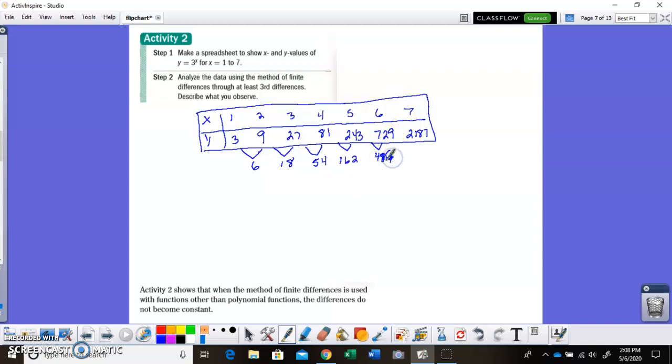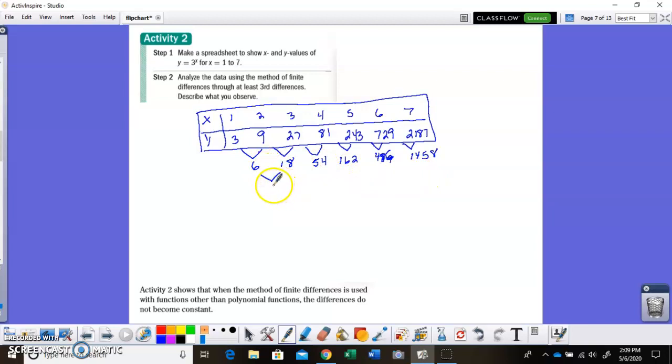And 2,187 minus 729 is going to give me 1,458. So now let's see if it's quadratic. Let's go ahead and do another subtraction.